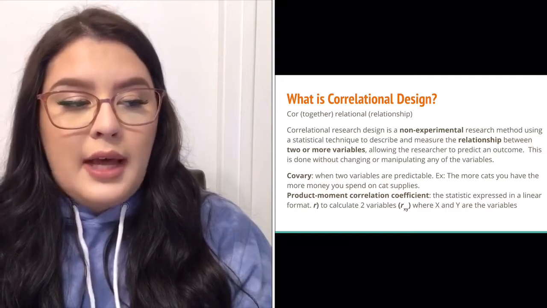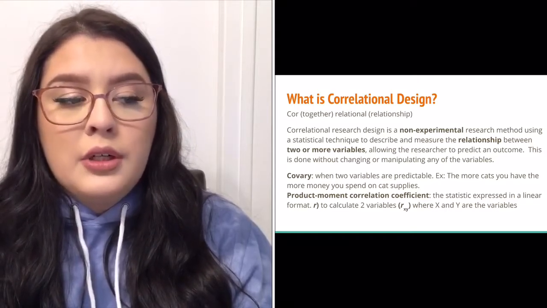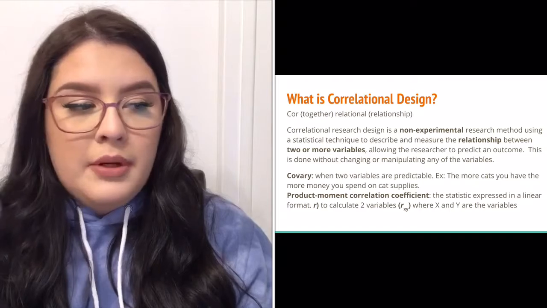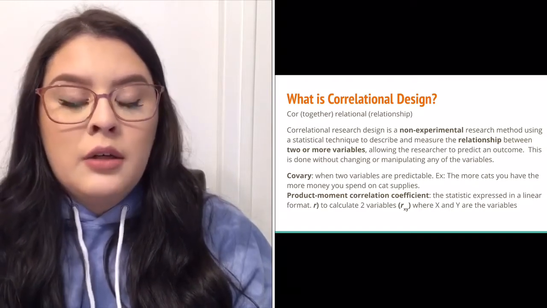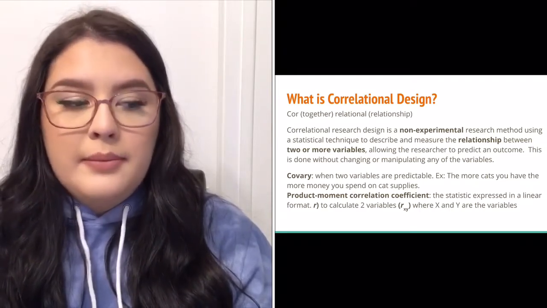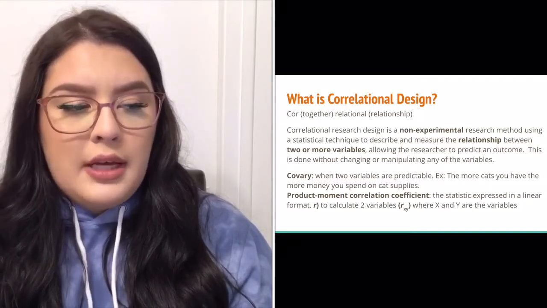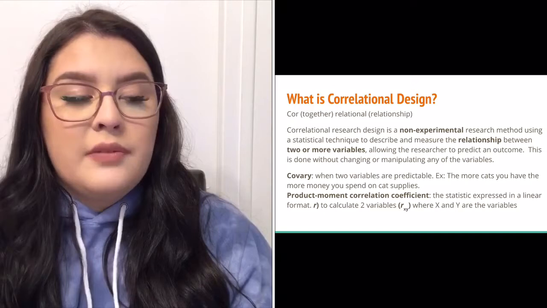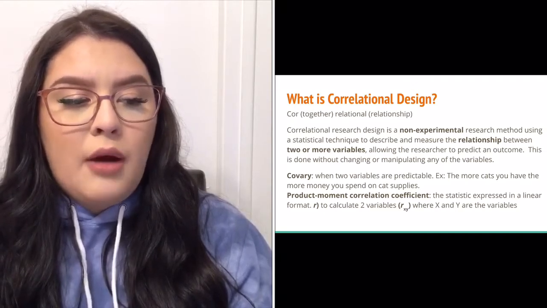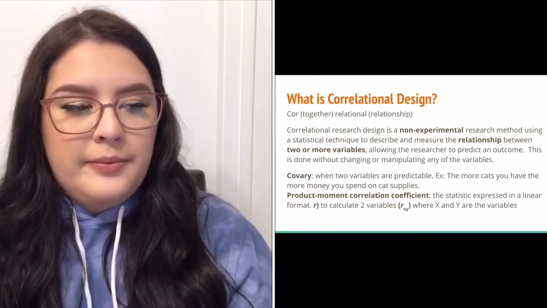Correlation comes from the Latin terms cor and relational, meaning together relationship. So how variables move together over how one makes another happen. Words you might hear often used in correlational design are covary, which is a very fancy term used to describe how two or more things are connected.